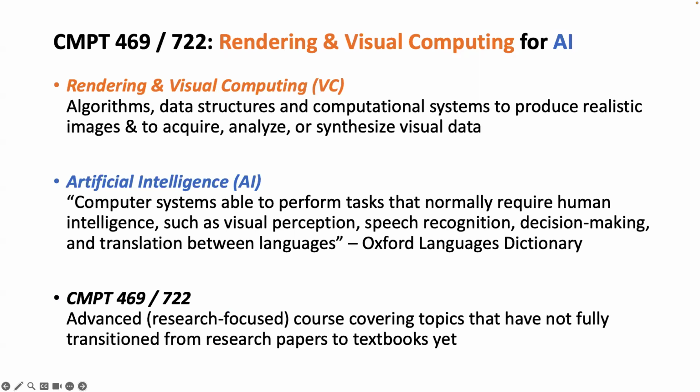And then the last, actually important part is the course numbering. 469 and 722 indicate that this is a research-focused course. It's a course that is targeted to beginning graduate students, but also undergrads like yourselves who have taken other third-year and fourth-year courses as prerequisites. One critical piece about this is that due to this research-oriented nature, the course is based primarily on looking at research papers and topics that have not yet really made their way into textbooks or standardized materials.